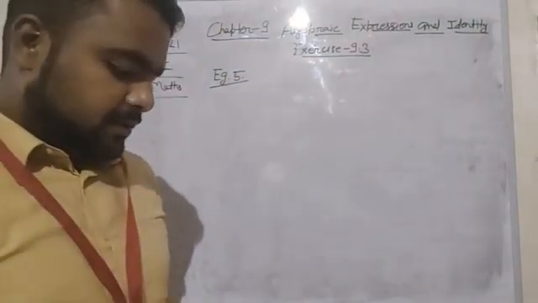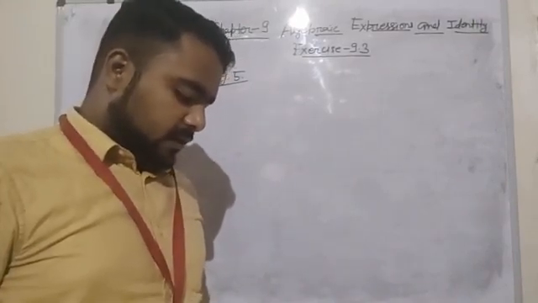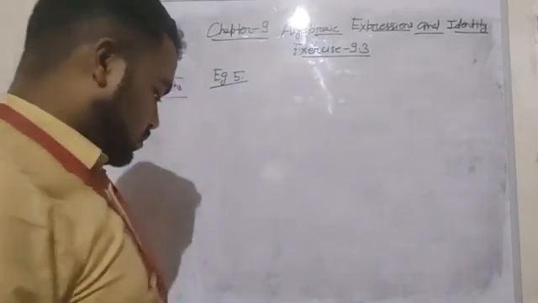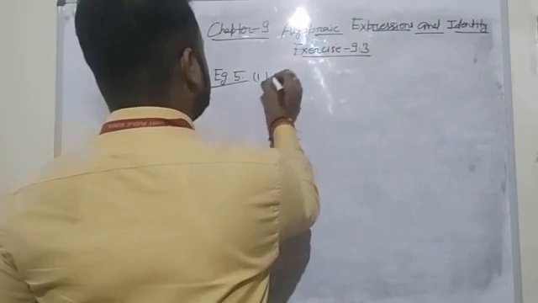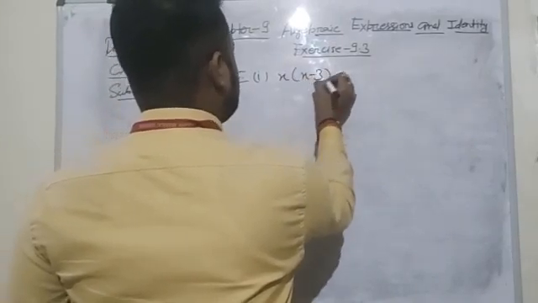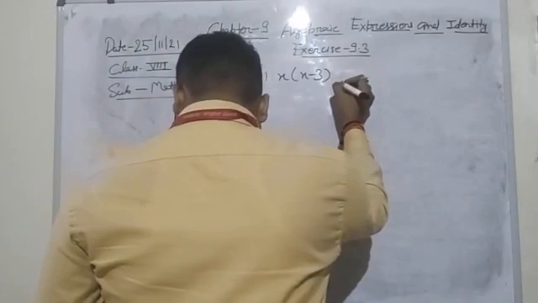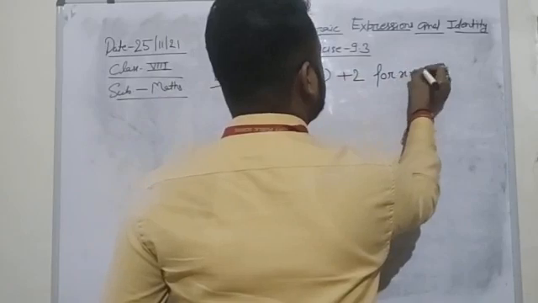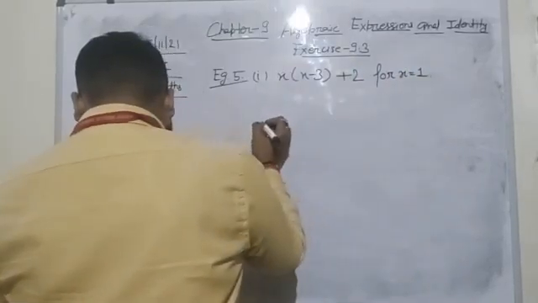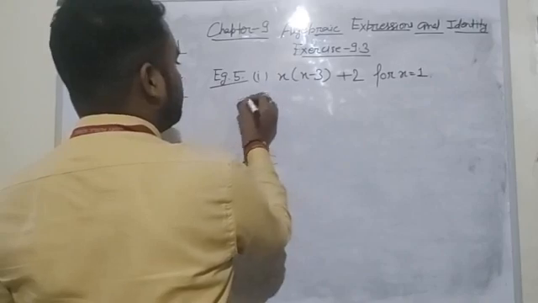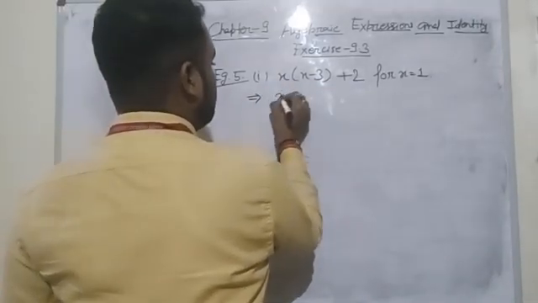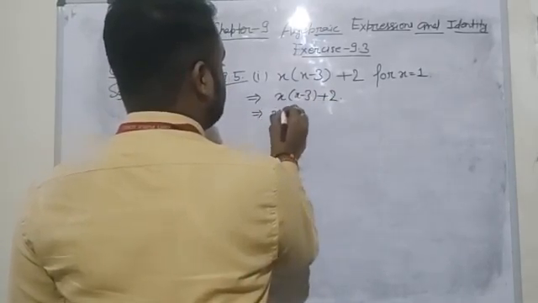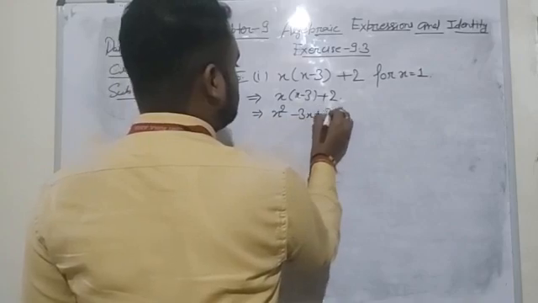In example 5, the instruction is: simplify the expression and evaluate them as directed. Okay, so here the first question is x² − 3x + 2 for x = 1. First we are going to solve this expression, that is x² − 3x + 2.